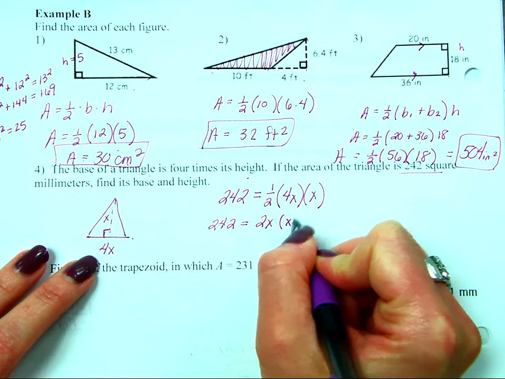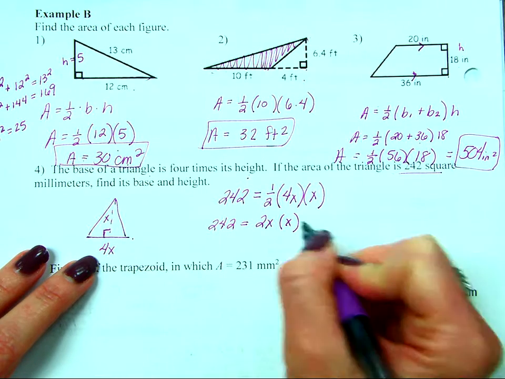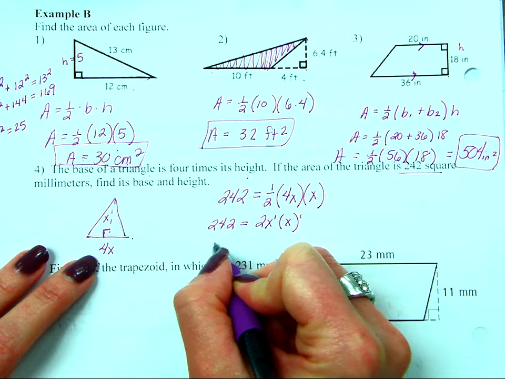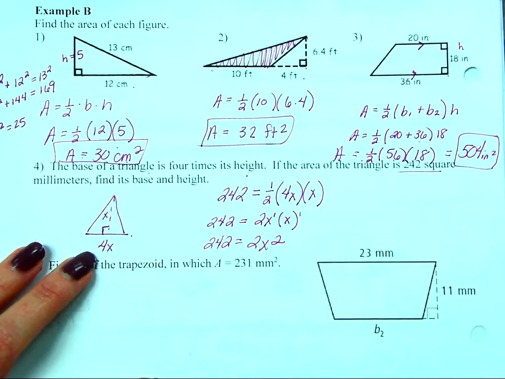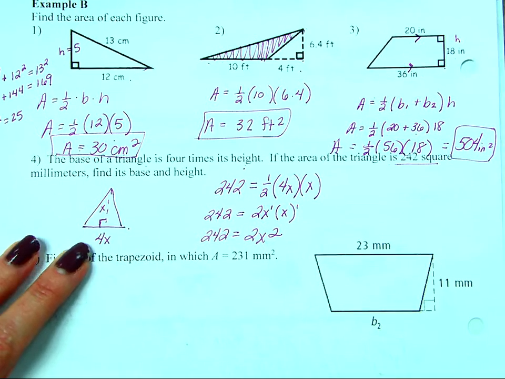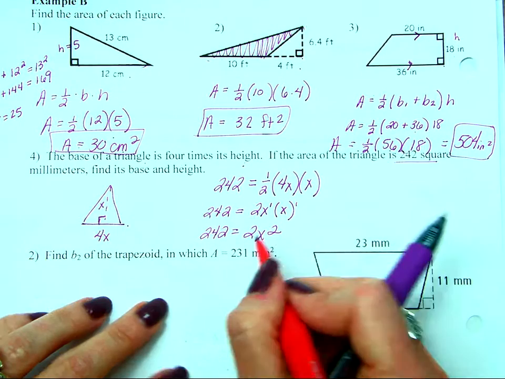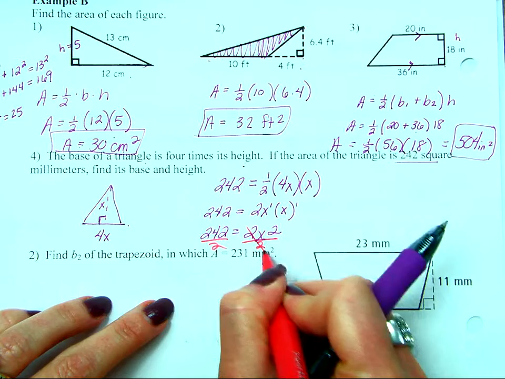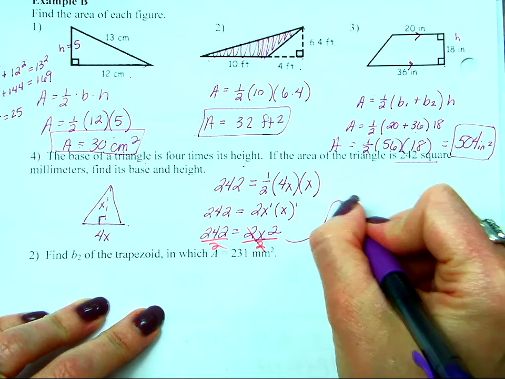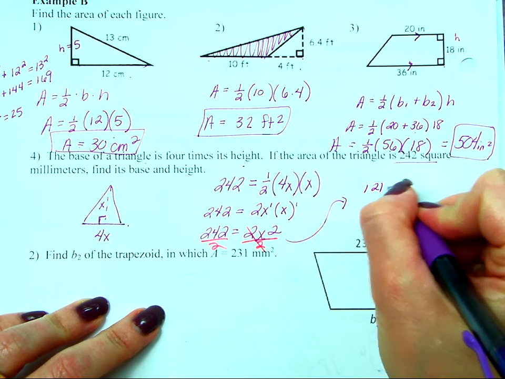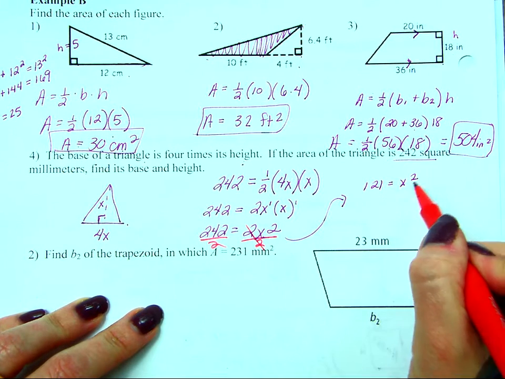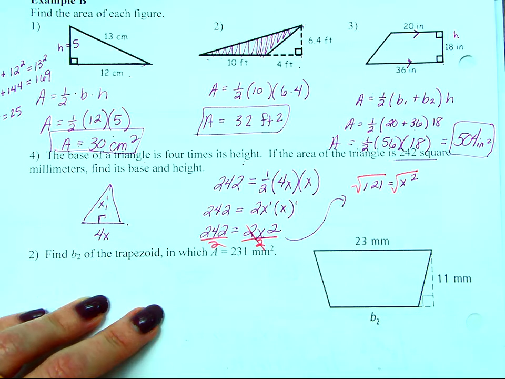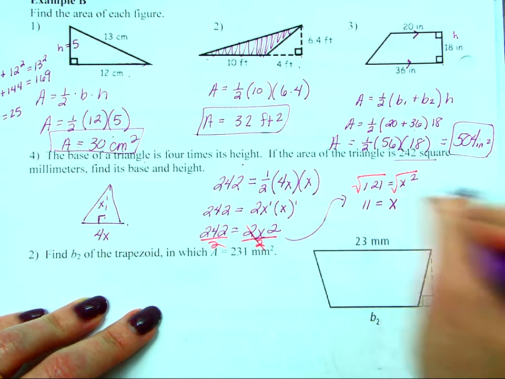And then I'm going to multiply it by x. Well, x times x, remember you add the exponents. This would be 242 equal to 2x squared. Again, I'm still solving for x, and so I want to think about getting x by itself. I'm going to get rid of my 2 by doing some division. 121 equals x squared. In order to undo my x squared, I'm going to do the opposite, which would be the square root, and we would find out that x is 11.